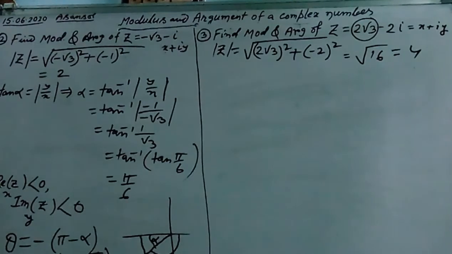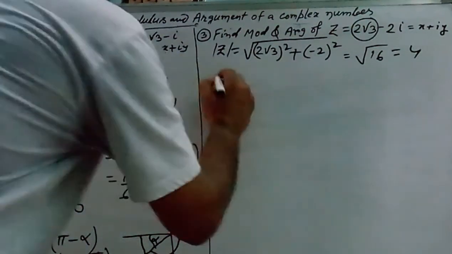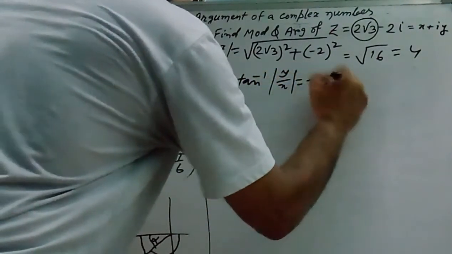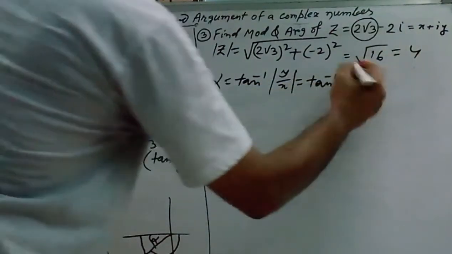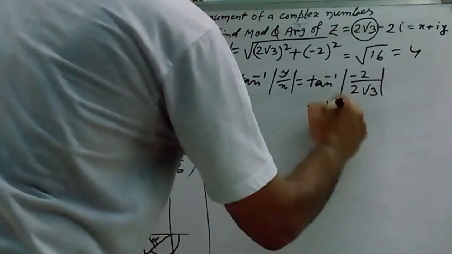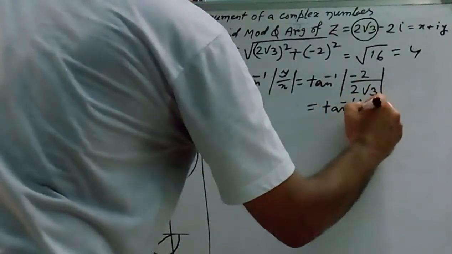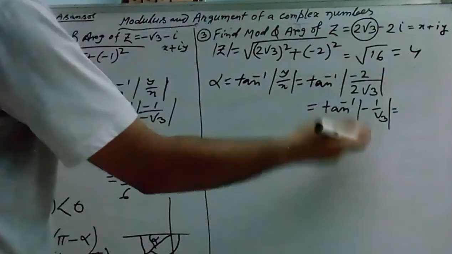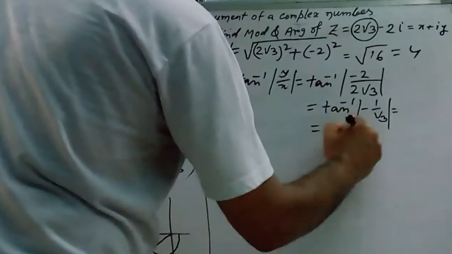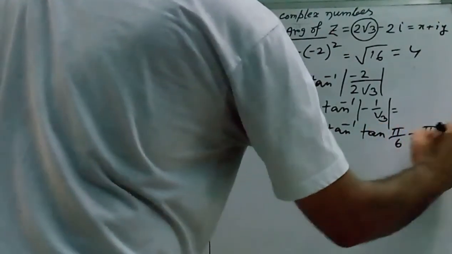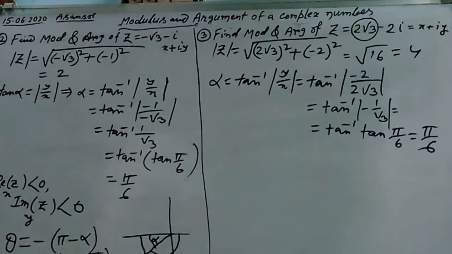Now alpha is equal to tan inverse mod y by x. What is y? Y is equal to minus 2 and x is equal to 2 root 3. So that is equal to tan inverse, the 2 gets cancelled, mod of minus 1 by root 3, which is plus 1 by root 3. That is tan inverse 1 by root 3, which is tan pi by 6, that is equal to pi by 6. So we got the value of alpha is equal to pi over 6.